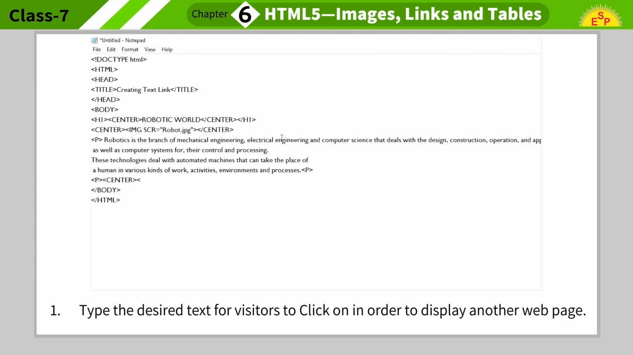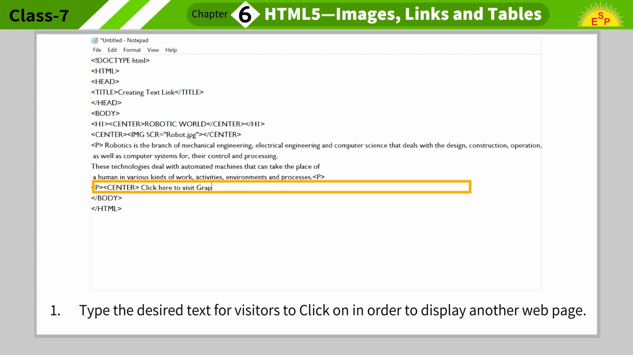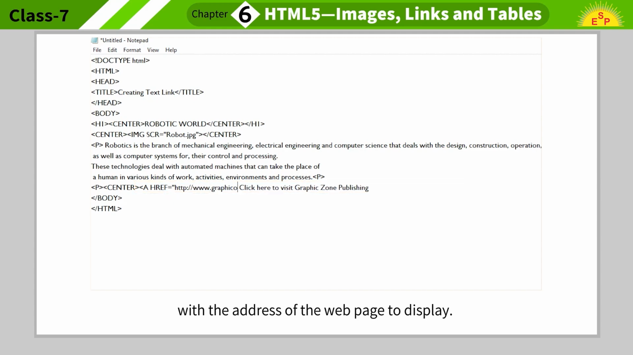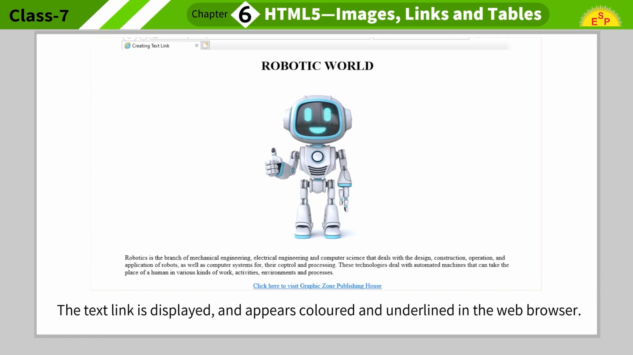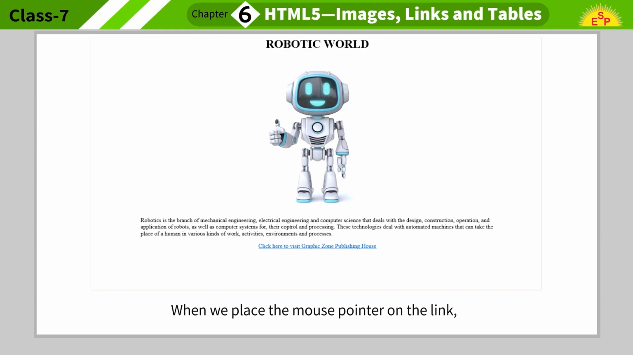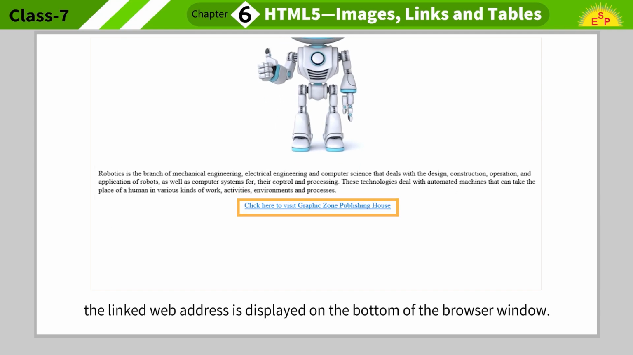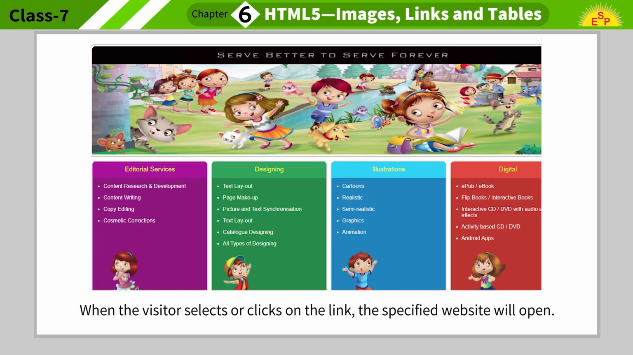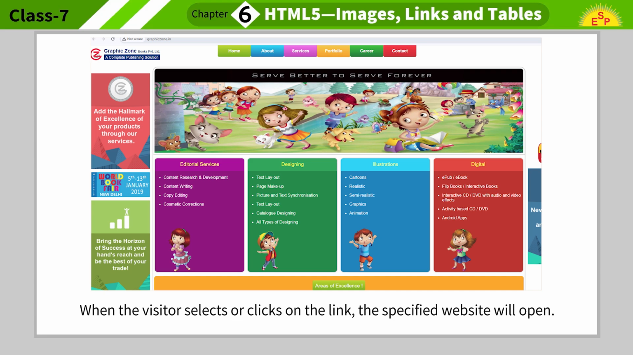Step 1. Type the desired text for visitors to click on in order to display another web page. Step 2. Type a href in front of the text, replacing it with the address of the web page to display. Step 3. Type the closing anchor tag at the end of the text. The text link is displayed and appears colored and underlined in the web browser. When we place the mouse pointer on the link, the linked web address is displayed at the bottom of the browser window. When the visitor selects or clicks on the link, the specified website will open.